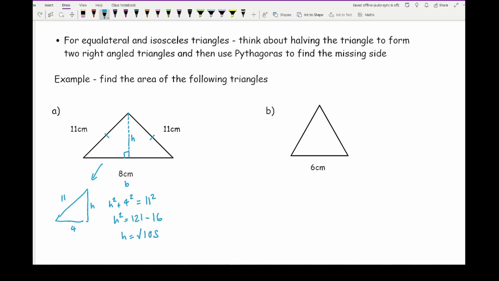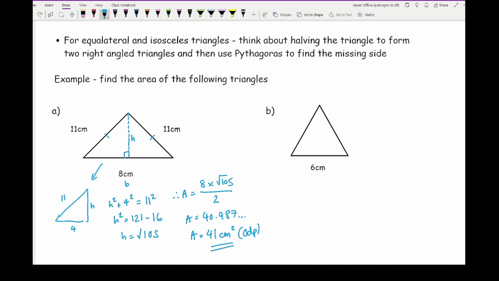And so working out the area of this triangle, it's going to be the base, which is 8, times the height, which is root 105, divided by 2. And if I stick that all into my calculator, I get an answer of 40.987. And if I round that number, it's going to be 41 centimetre square, and that's to 0 decimal places. Or you could say 1 decimal place, but then you'd write 41.0.